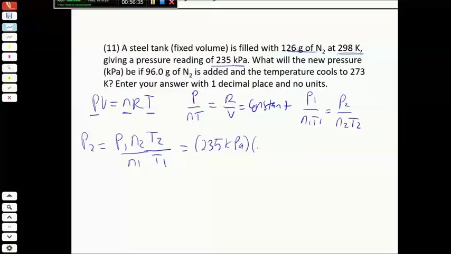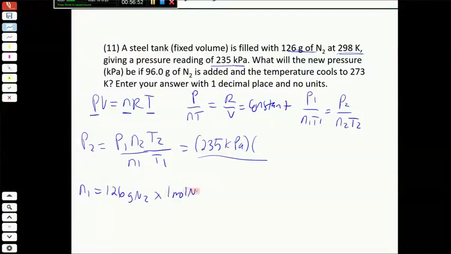Now what we need to do is find the number of moles for each of these. Okay, so N1 is the initial amount of nitrogen we had, which is 126 grams. We convert that into moles. We have to recognize that it's N2, so the molar mass is 2 times 14 or 28. So initially we had 4.50 moles of nitrogen.